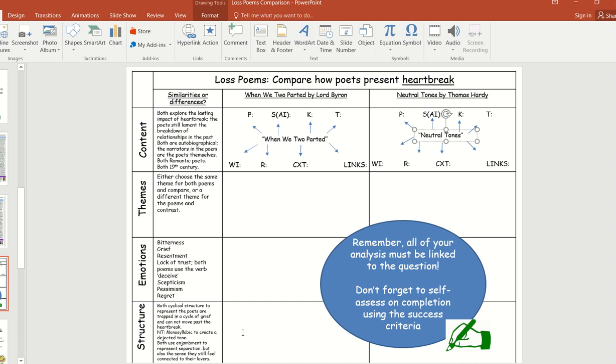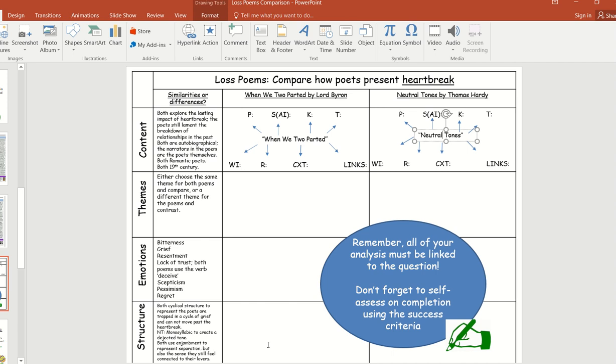So the enjambment is used to show that disconnection between the poets and their lovers, as in they are separated physically and emotionally from them. However, there is still some element of an emotional connection there on the poet's part. And this idea that they still feel connected to their lovers is why they're still harbouring and repressing and trying to process all of these emotions in relation to that relationship ending.